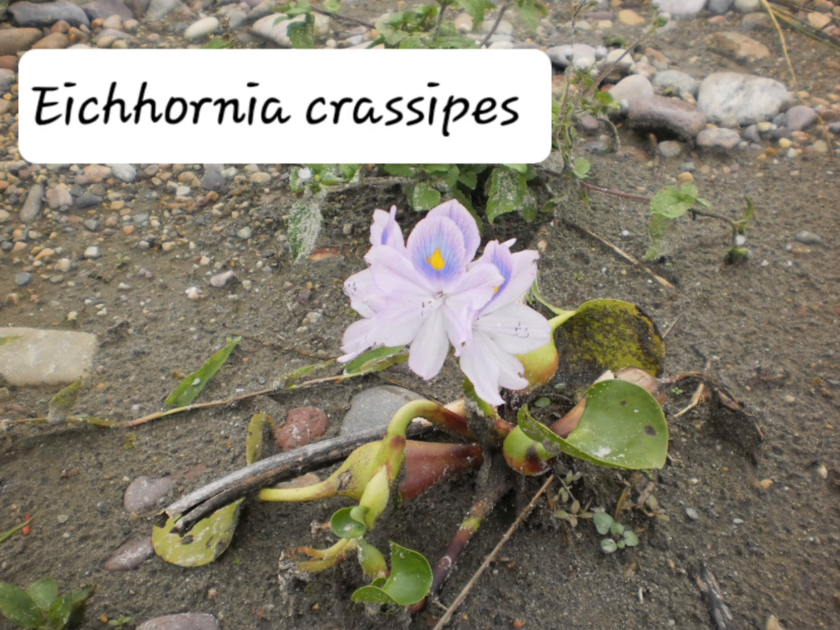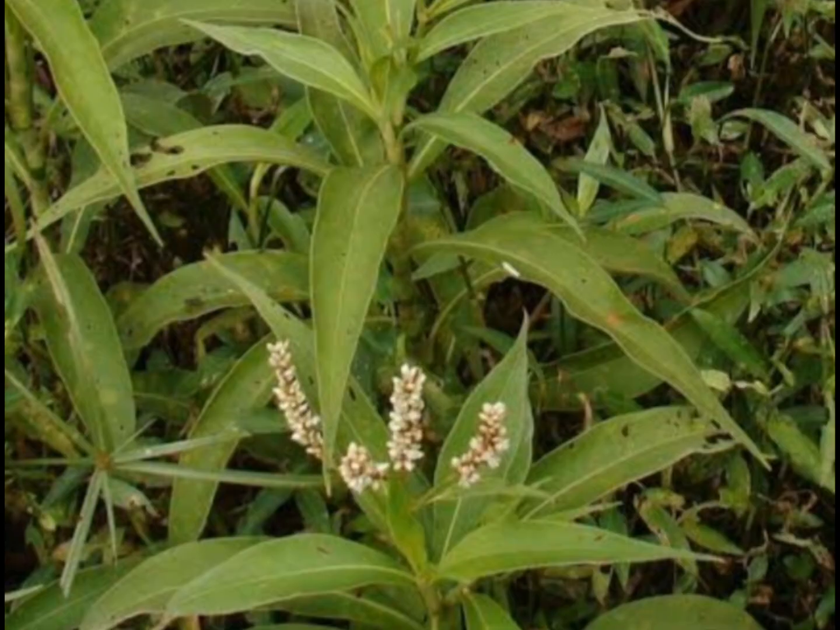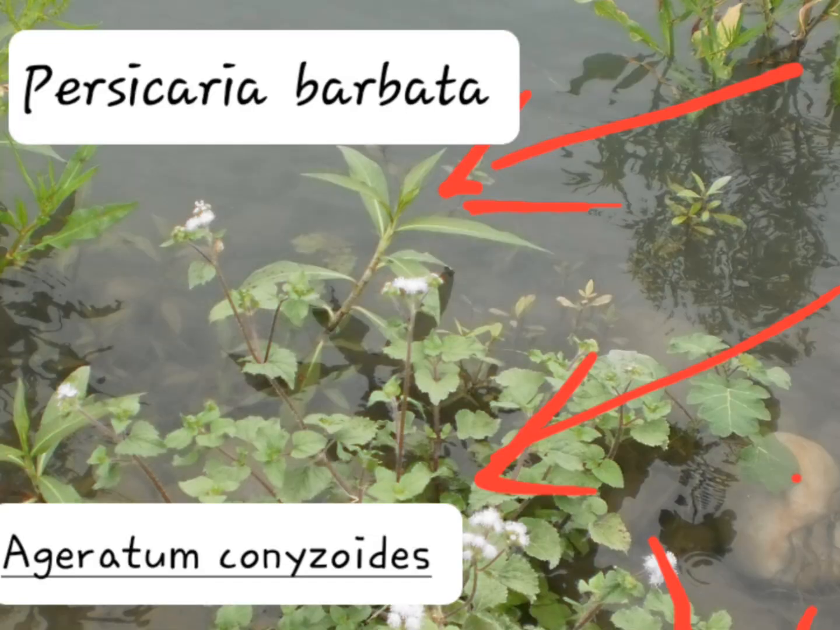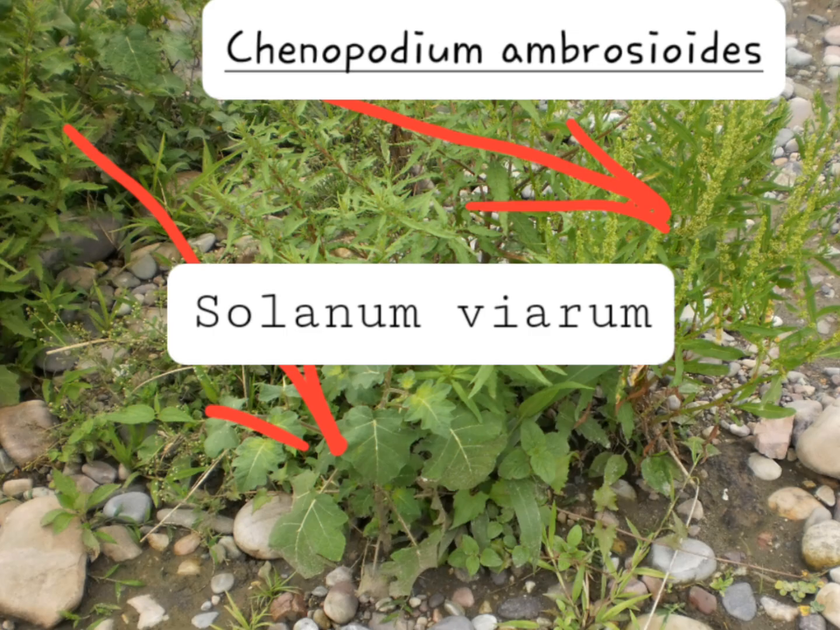And the third plant is the other. You see plants like Persicaria barbata and Solanum viarum here in the slides. Here you see another plant, Persicaria barbata, a flowering plant belonging to the family Polygonaceae, and it has some medicinal properties. Roots and leaves are medicinally important.